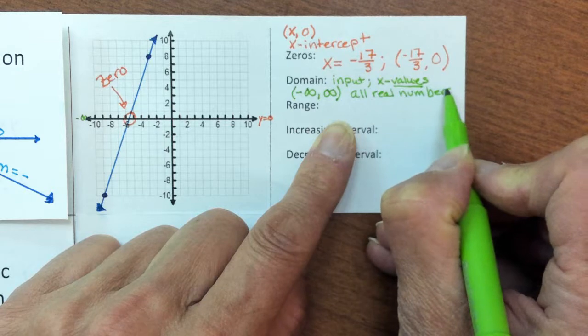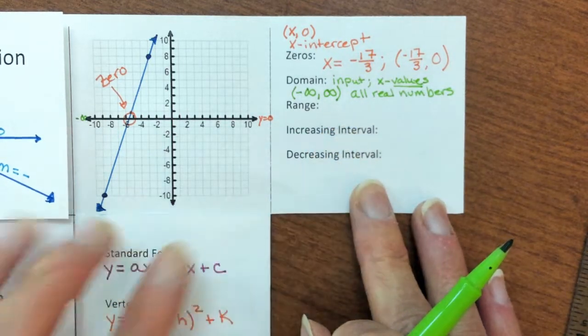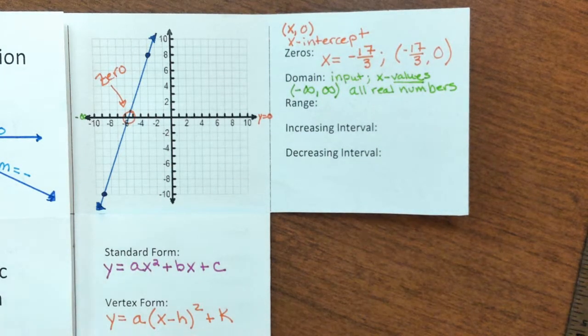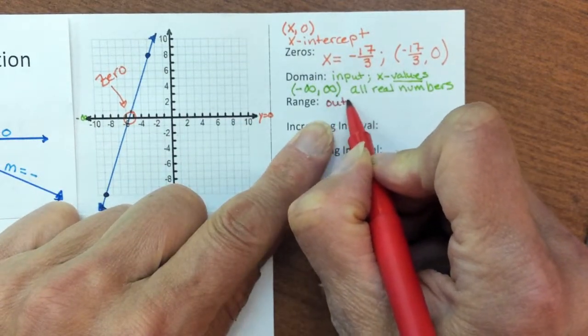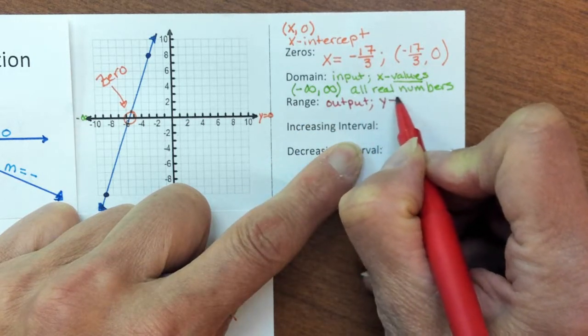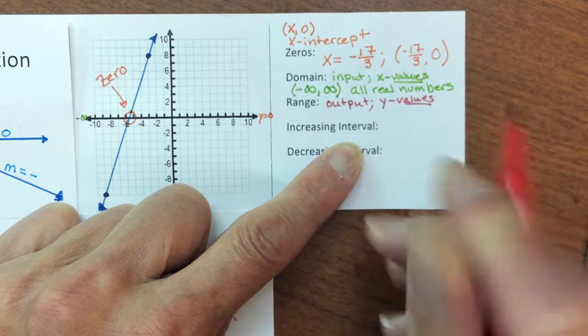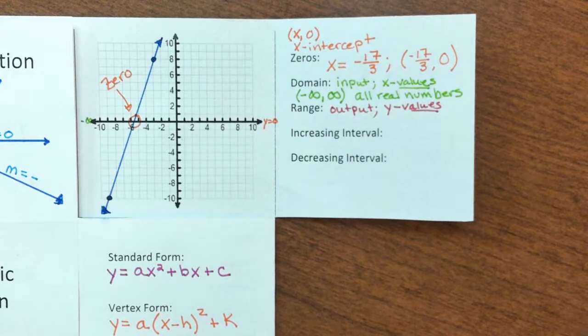This is true for all linear equations. So let's look at range. With range, that means I'm looking for my output, also known as my y values. Notice I said values and not coordinates. So where do I look for my y values?